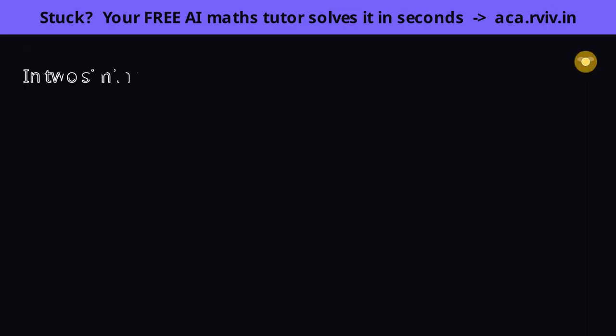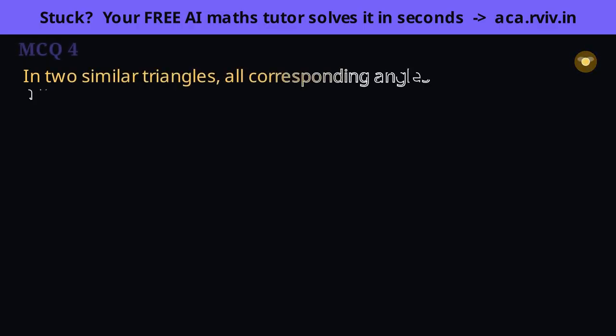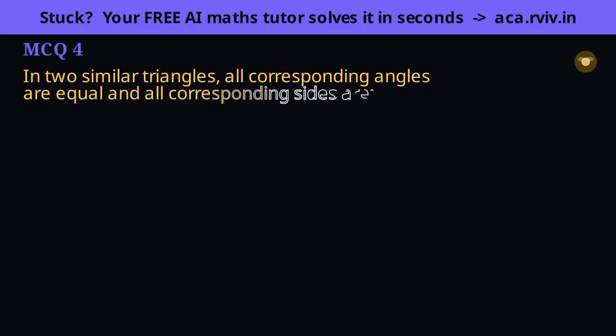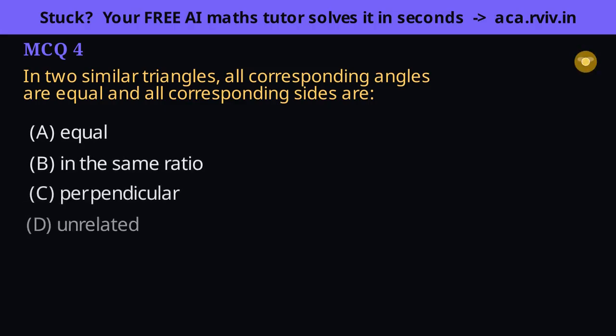This tests the exact definition, so think back to the photozoom picture, same shape, size free to change. What must the sides do under a zoom? Consider the four options. Under a zoom the sides all scale by one common factor, so corresponding sides are in the same ratio, option 2.